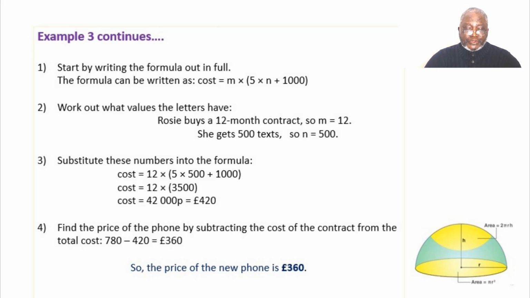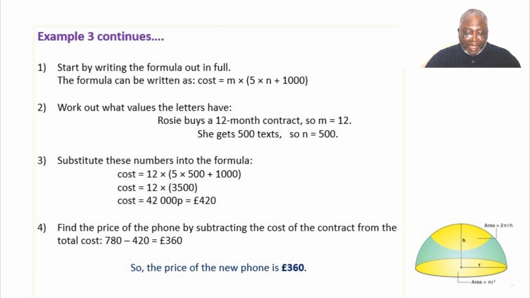3500. In case you're wondering where that came from, 5 times 500 is 2500 plus 1000, which is equal to 3500. The cost is equal to 42,000 pence. 42,000 pence is equal to 420 pounds.